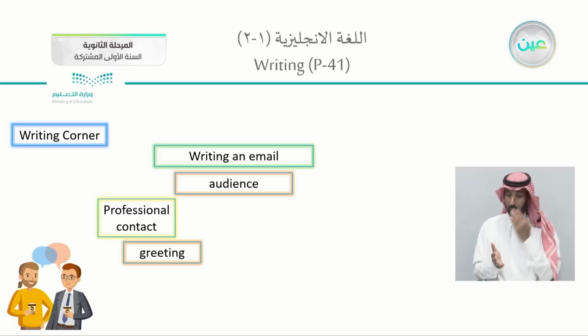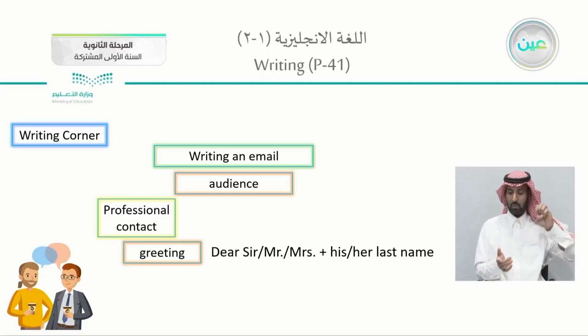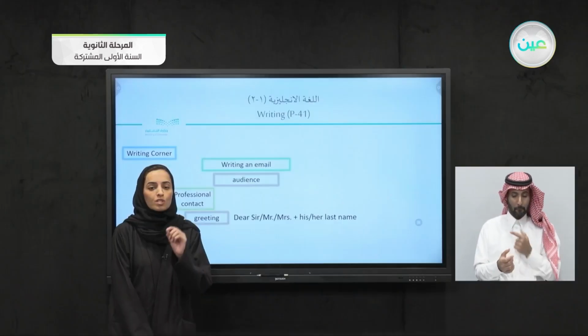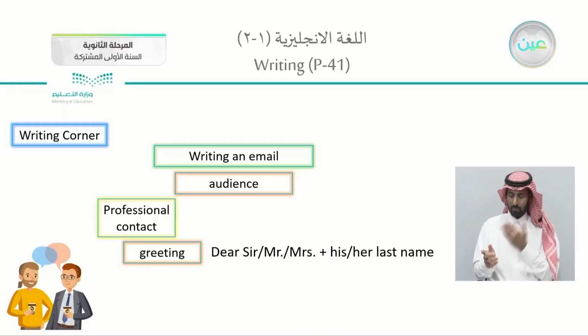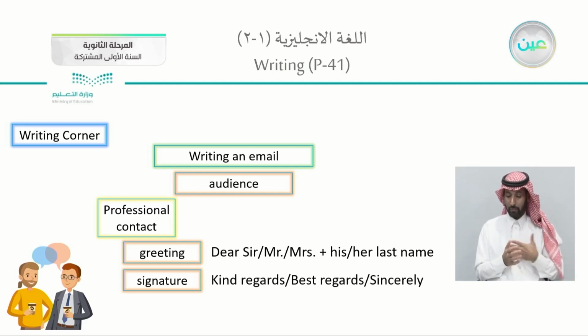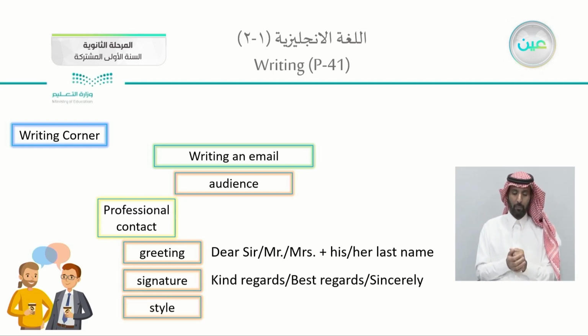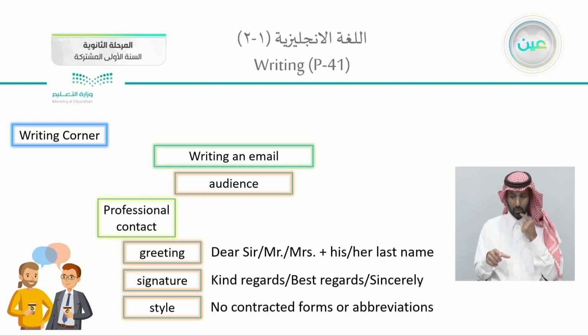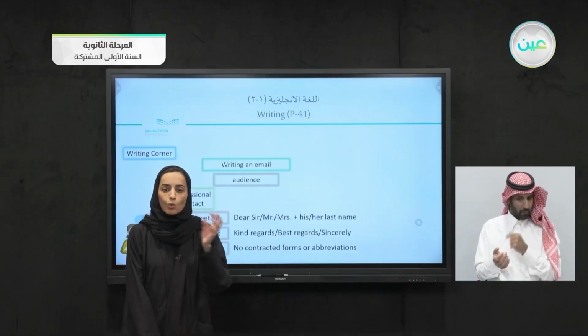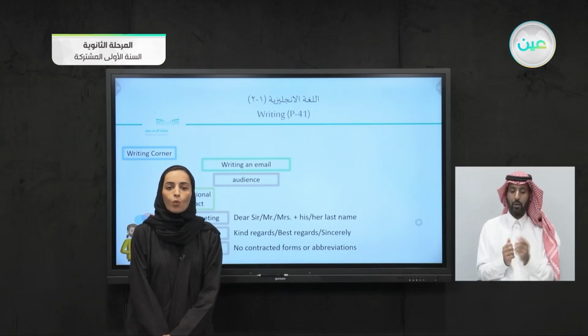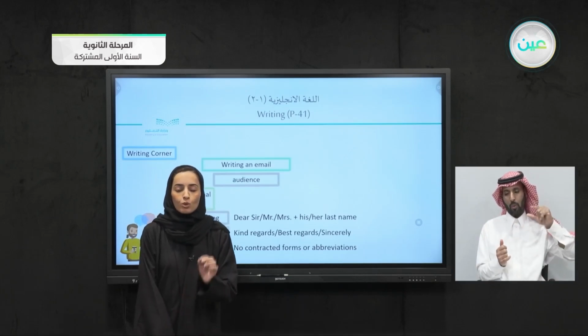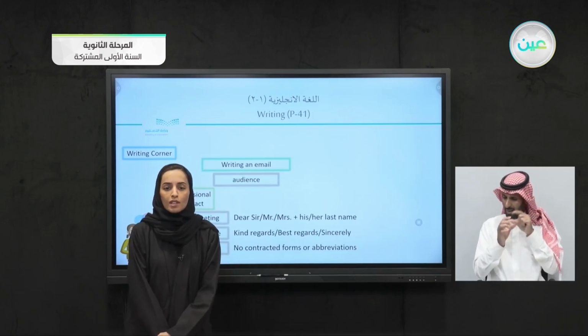So your greeting could be something like, dear sir, dear Mr. or Mrs., with his or her family name. This time you're not using the first name, you will use the family name. The signature by the very end, you will use kind regards, best regards, sincerely. You have to be much more formal. Then the style will be more no contracted forms, no abbreviations. I will, not I'll. I would, not I'd. No emojis, emoticons, or these things.